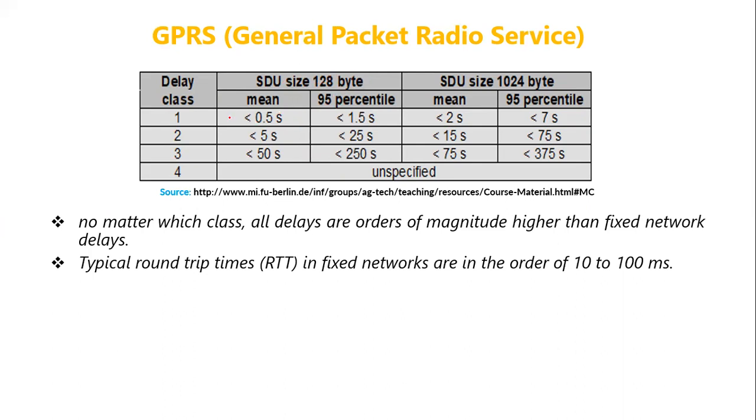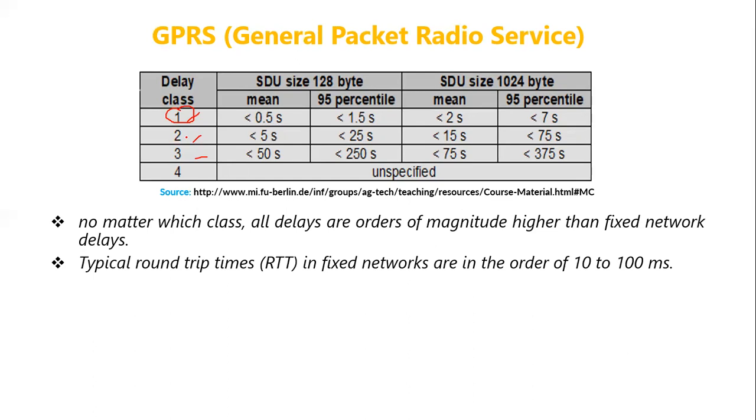For a packet size of 128 bytes, the mean delay for delay class 1 is less than 0.5 second. For class 2 it is less than 5 seconds, and for class 3 it is less than 50 seconds. Class 1 will be used for highly delay sensitive applications. Highly delay sensitive means, say, you are making a financial transaction; that can be treated as a highly delay sensitive application. You cannot tolerate any delay.